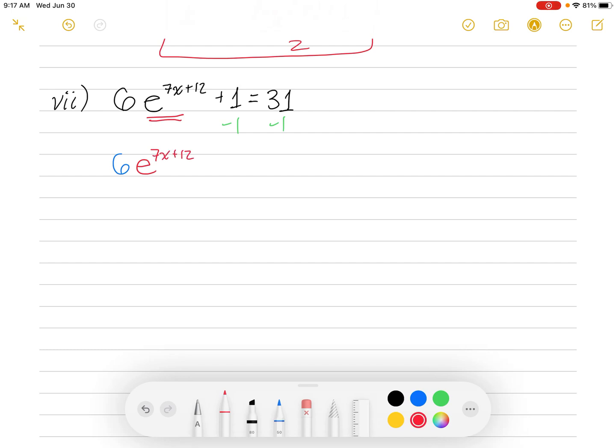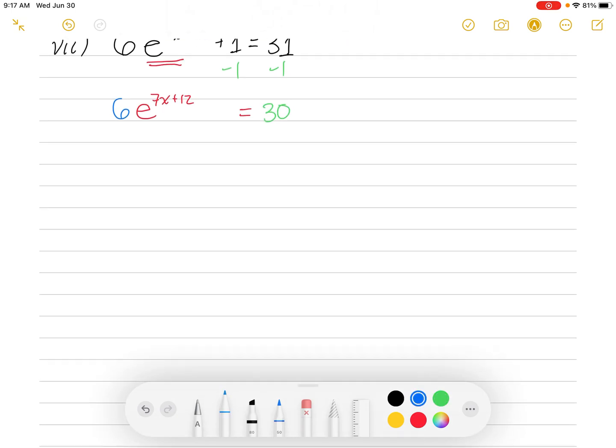So what I want to do, I want to solve this for x. So I'm going to have to get this exponential expression by itself. First I got to get rid of the plus 1, so I'm going to subtract 1 from each side. I have 6 times e to the 7x plus 12 equals 31 minus 1 is 30.